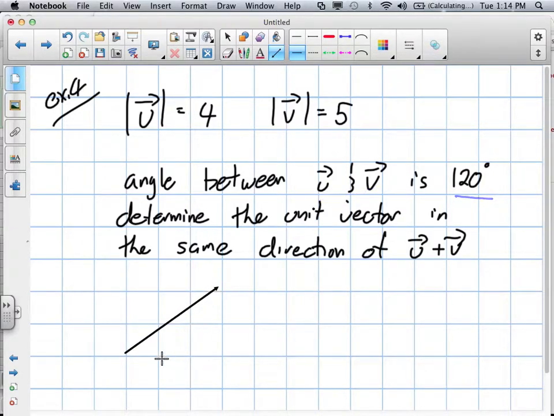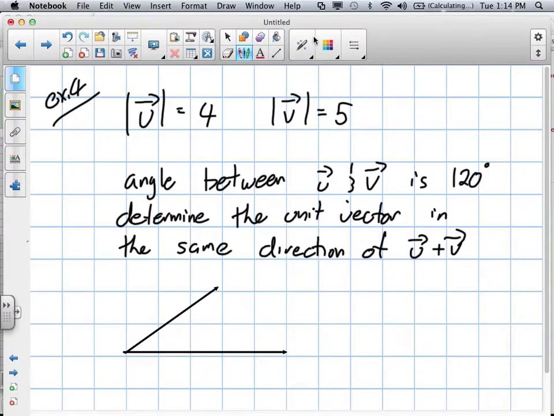But this will be our u, and we'll say v is a little longer. Okay, so here's our vector u, which is 4 units. And this one is 5 units, and this is our vector v. We know the angle between it is 120. What have I done wrong here if I'm trying to draw this relatively to scale?